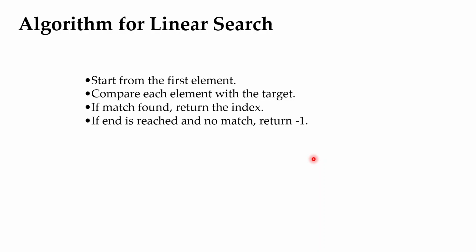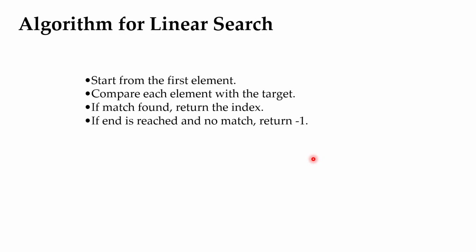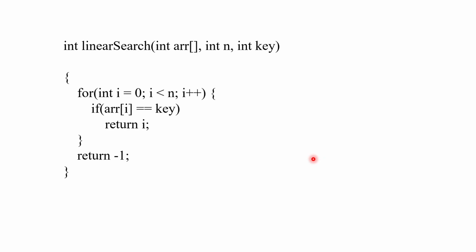What is the algorithm for linear search? Start from the first element and compare each element with the target. Here the target is 20, and I start from the first element onwards, 10 with 20. Until a match is found, I keep on searching. Now the corresponding pseudocode: for i equals 0, i less than n, i plus plus. The key is the element which I want to search, here 20. If array of i equals key, then I return the index value.